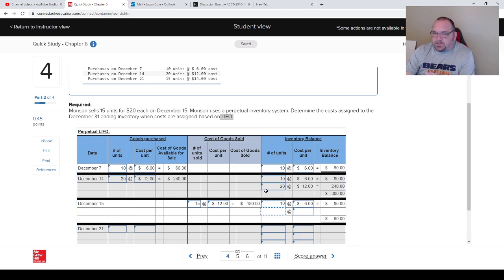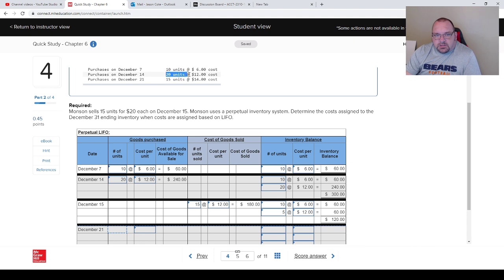Okay, and then also, there's 5 that are still left at $12 a piece. Okay, so in inventory after that sale, you've got the original purchase that's untouched, and then there's still 5 left from the second purchase. Okay, we sold 15, and those were taken out of the second purchase because we do last in, first out. So this is the last purchase here. You can see it. Okay.